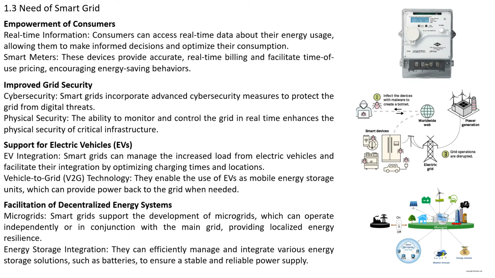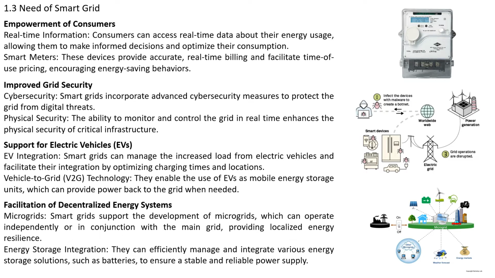One of the most important needs of smart grid is that we can improve the grid security. Smart grids are incorporated with advanced cybersecurity measures to protect against digital threats. And there is support for electric vehicles. We can integrate electric vehicles by shifting to smart grids. Smart grids can manage the increased load from electric vehicles, and they can optimize the charging times and locations also. And they enable the use of electric vehicles as mobile energy storage, which can provide power back to the grid when needed.